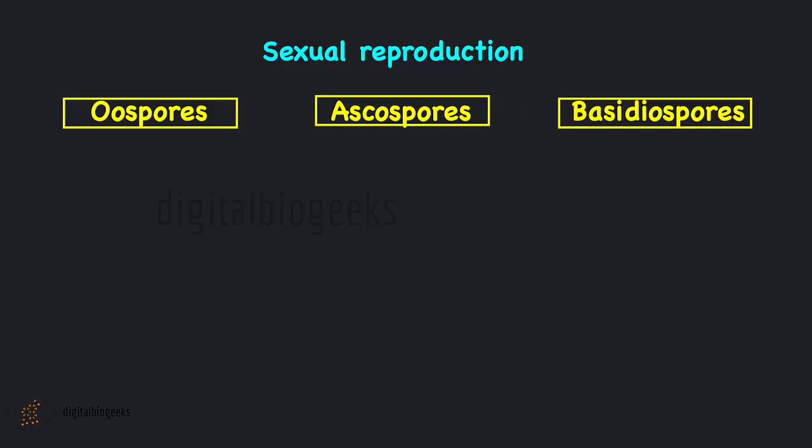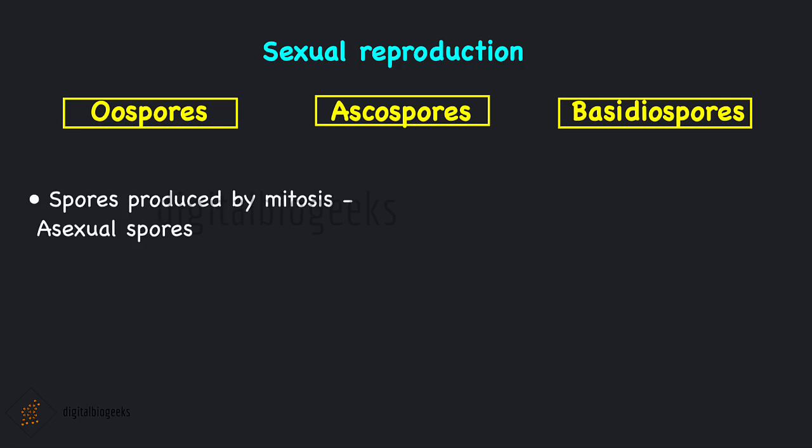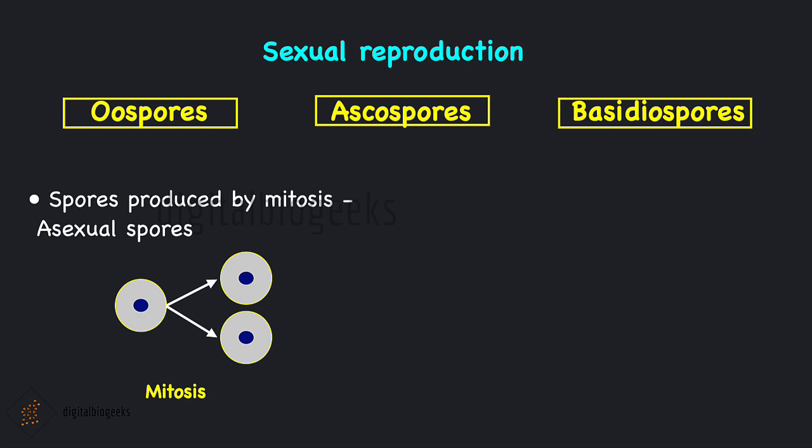Now let's learn about the sexual reproduction in fungi. This is carried out by sexual spores known as oospores, ascospores and basidiospores. Now you might be wondering how this is possible. How are the spores produced by both asexual and sexual means? Let me explain. The spores that are formed by mitosis are called asexual spores. You all might be familiar with mitosis. It means one single cell divides into two daughter cells.